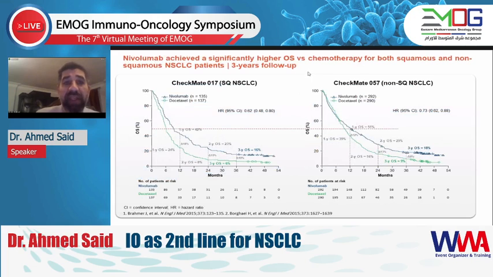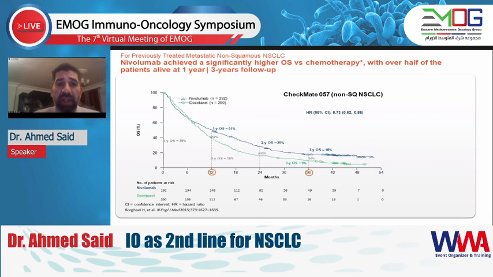So nivolumab achieved a significantly higher overall survival versus chemotherapy for both squamous and non-squamous non-small cell lung cancer after 3-year follow-up. We can see here on the left CheckMate 017 for squamous non-small cell lung cancer with improvement in overall survival against docetaxel. And here is CheckMate 057 for the non-squamous histology, where nivolumab also induced an overall survival benefit versus docetaxel, with a good hazard ratio of 0.62 in the squamous and 0.73 in the non-squamous histology.